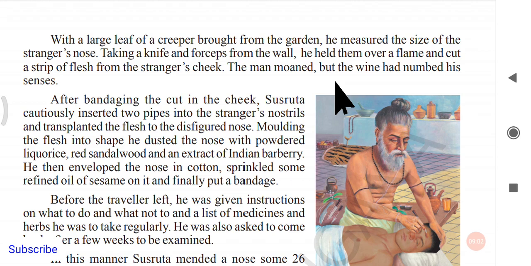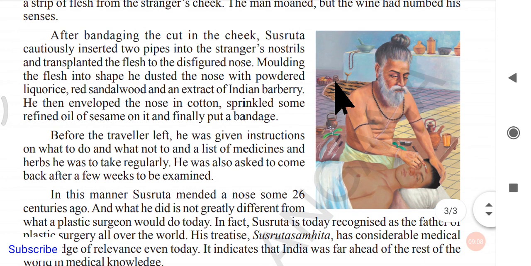And since this traveler had wine, he didn't feel that much pain, and he was just sleeping, laying on the floor. So after bandaging a cut in the cheek, Sushruta cautiously inserted two pipes into the stranger's nostrils and transplanted the flesh to the disfigured nose. Okay, what did you do? After cutting the flesh from the cheek, Sushruta inserted two pipes.